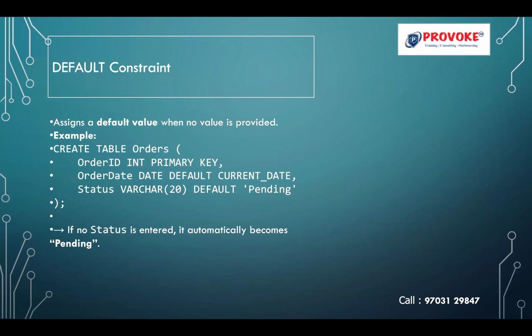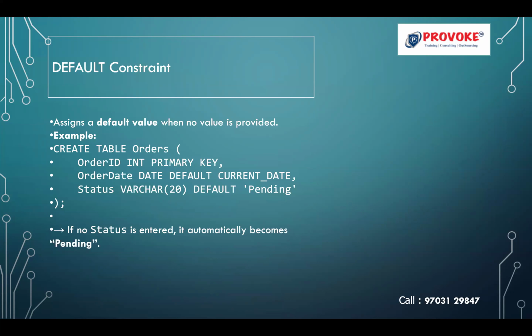Next is default constraint. It assigns a default value when no value is provided. Here, I'm not going to provide any value for the row. That time, I have to provide the default value in the column itself while creating the table itself, so that for the empty rows, it has to provide this value. So I'm going to provide the default value for the particular column.